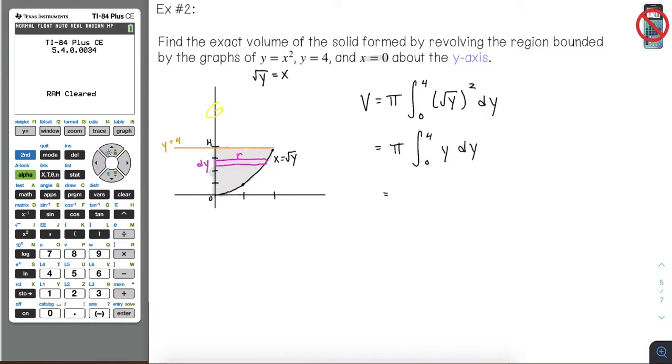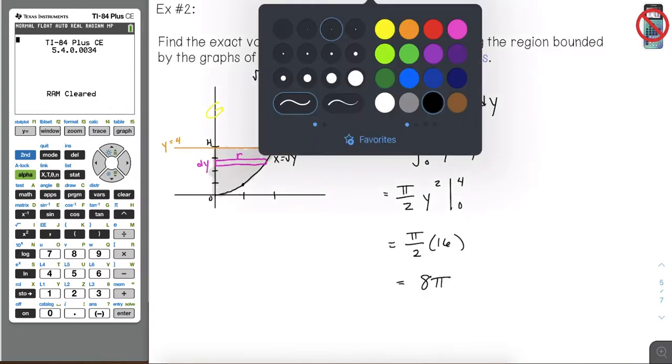Right, so this one is nice and easy. So this is going to be pi over 2 y squared, evaluated from 0 to 4. So the 0 term would cancel out, so this is going to be pi over 2 times 16. So we're going to get our volume here is 8 pi.